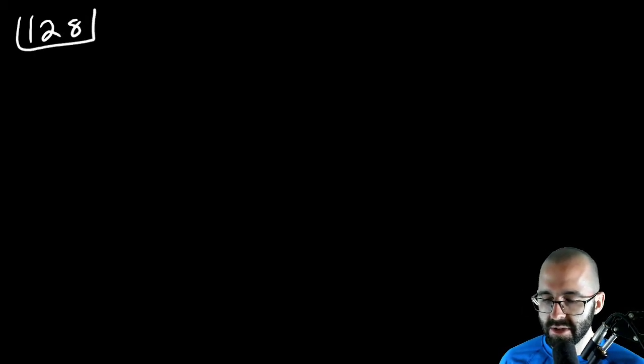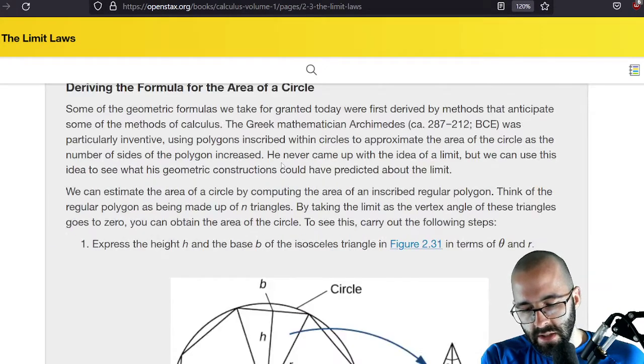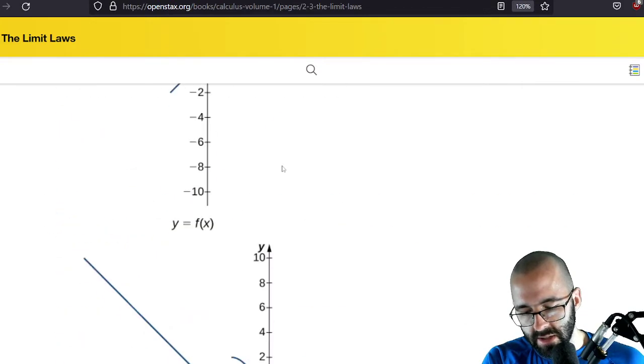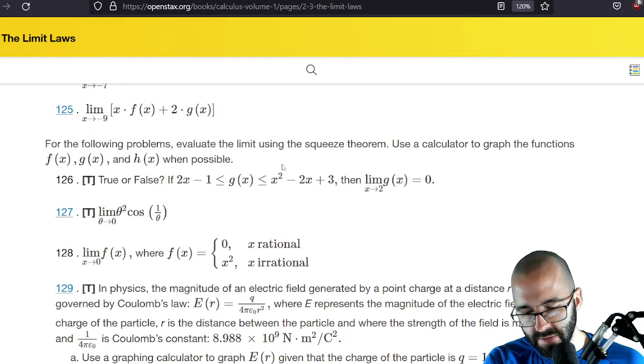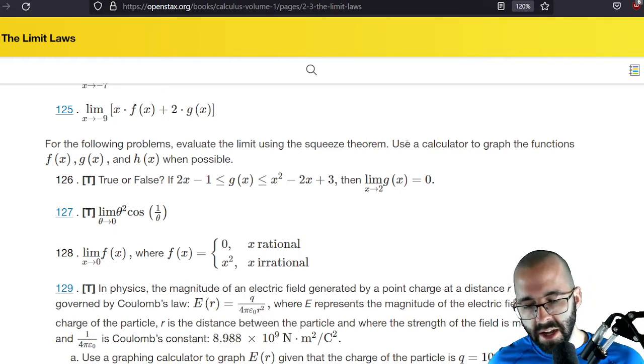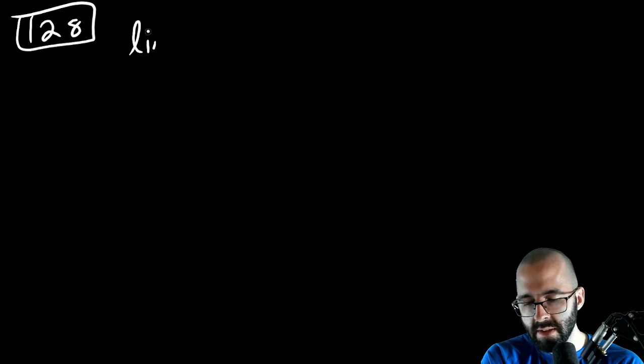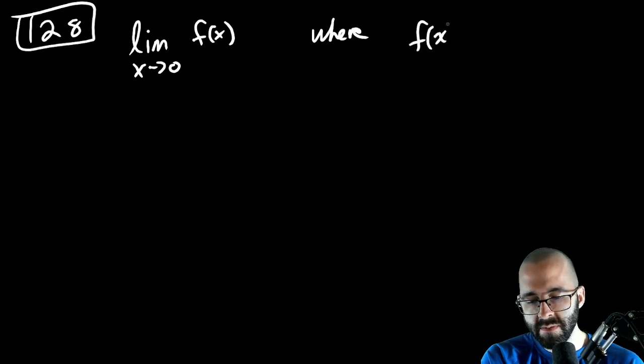Two more examples here to include in this nice little video. Let's do 128. Squeeze theorem. Evaluate the limit using the squeeze theorem. Use a calculator to graph when possible. The limit as x approaches 0 of f of x, where f is a piecewise function.